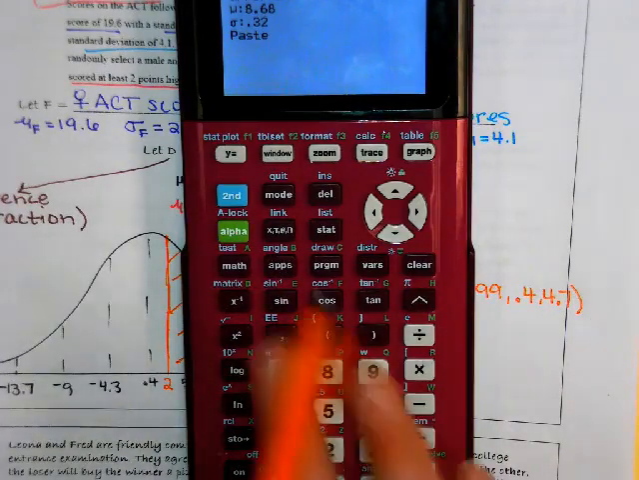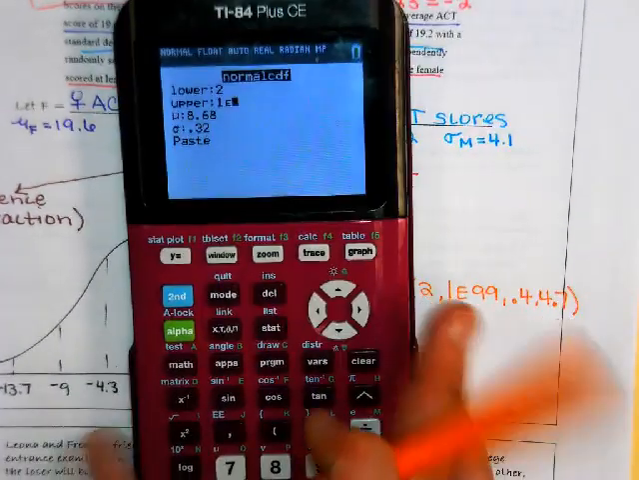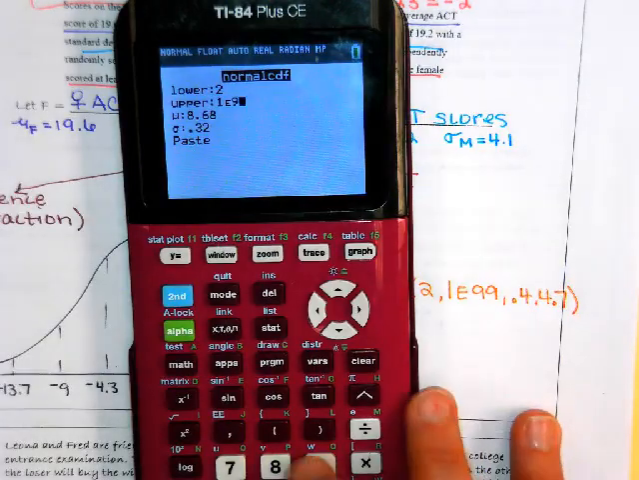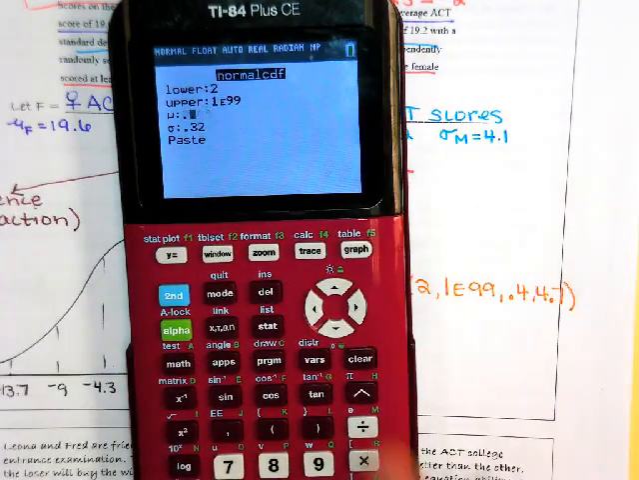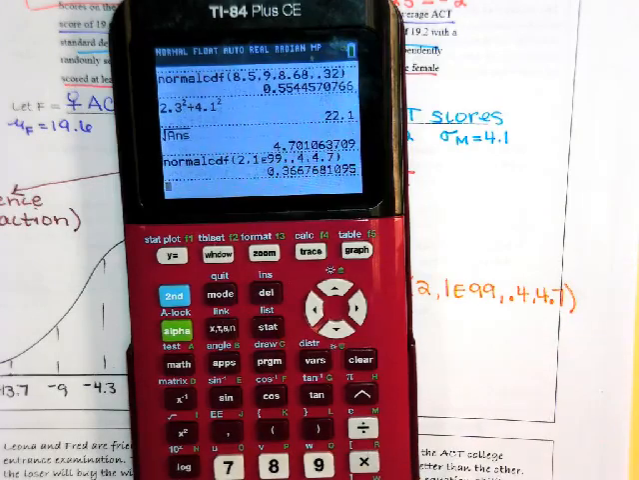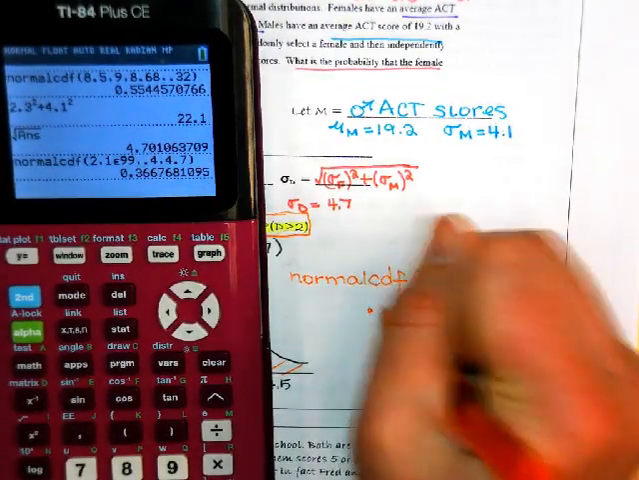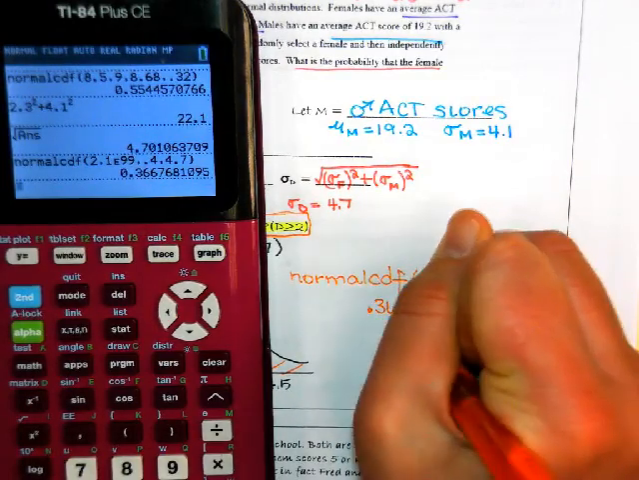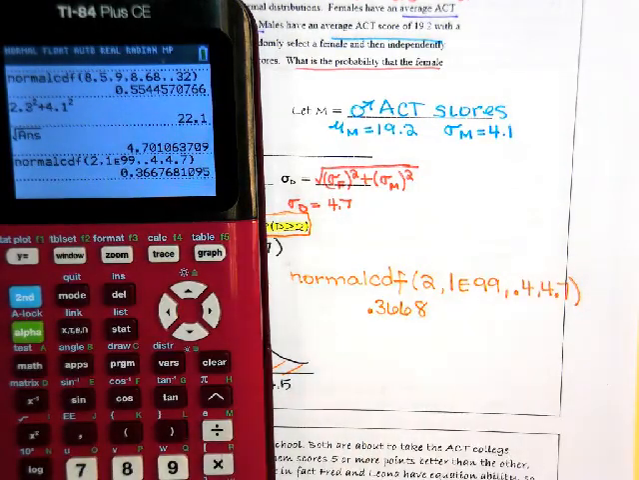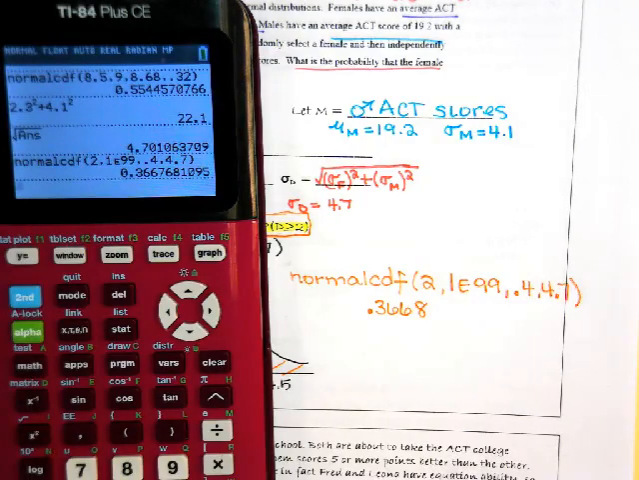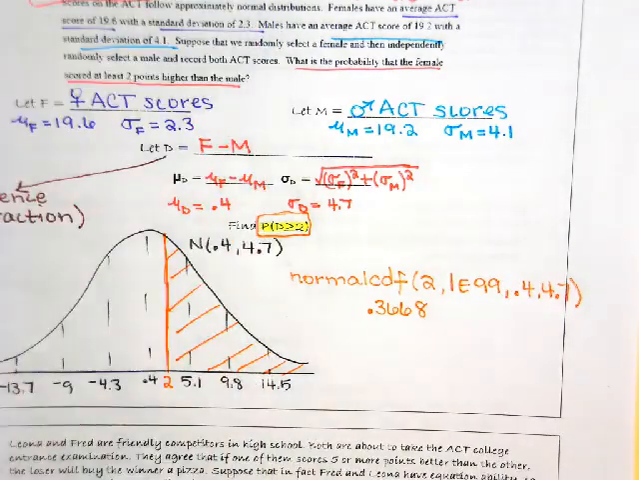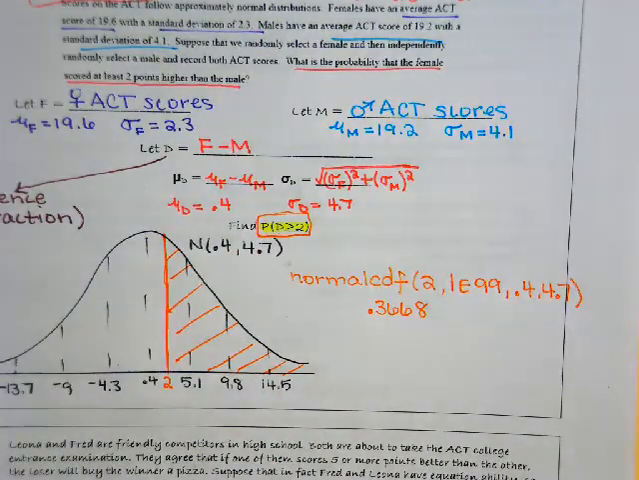So 0.3668 when I round. And how would we interpret that? There's a 36.66% chance that a randomly chosen female will have a CT score 2 points or higher than a randomly chosen male.